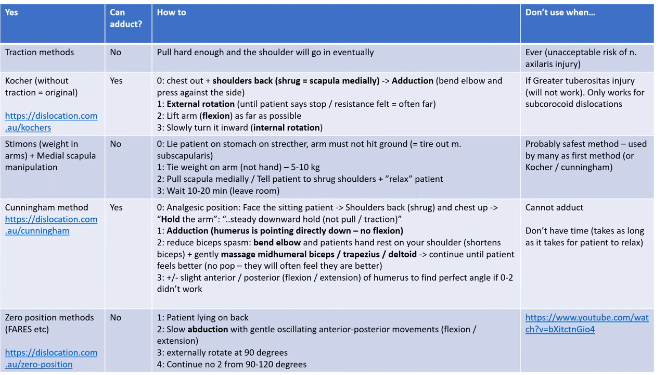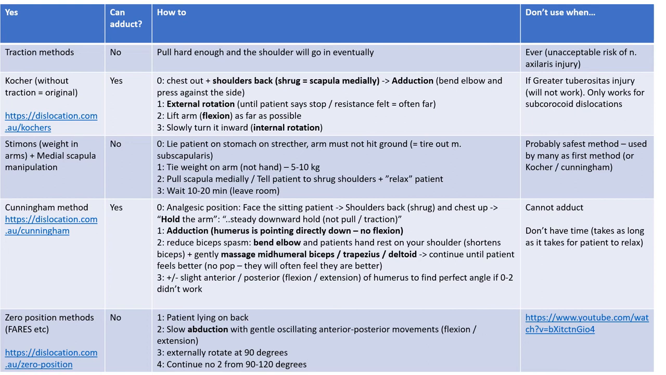Then the Cunningham method, and if you have not heard about this, please look at the videos. They're amazing, and it does look like magic, but it really isn't. It's all about reducing muscle spasm. The muscle spasm here in the Stimson method, it might be that this is actually tiring out the subscapularis muscle, whereas the Cunningham method is massaging the biceps tendons. So what you do is you put the patient in the analgesic position, facing the sitting patient, and then shoulders back, shrugging, and chest up. Again, this is a common theme. And then you hold the patient's arm, and I'll show you how. And you pull downwards.